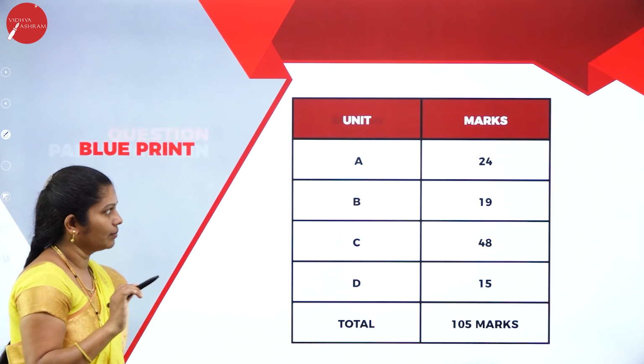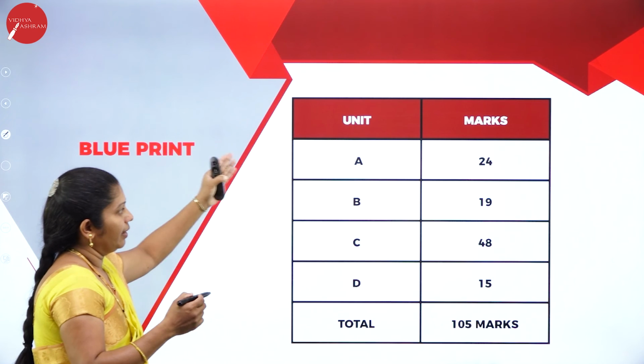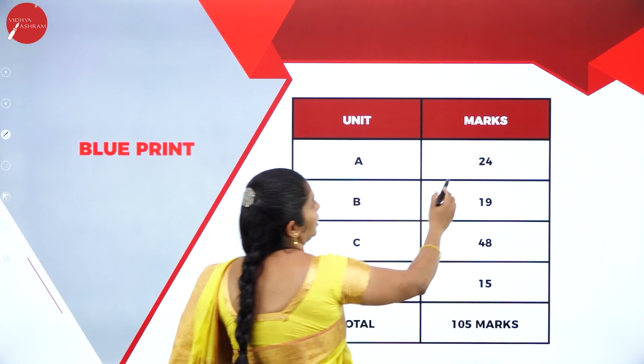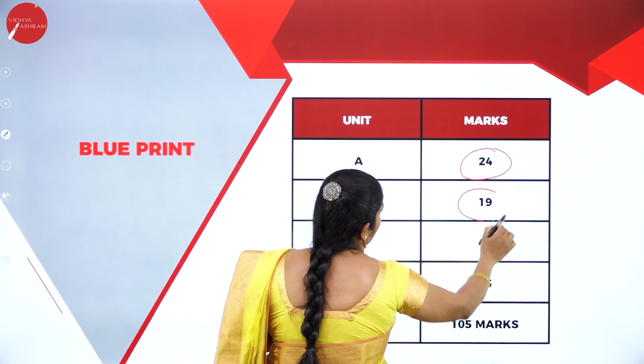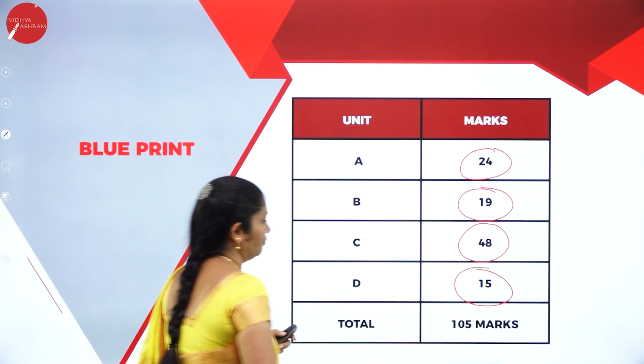For theory. Now, when we come to the blueprint, there we have 4 units: A, B, C, D. In the first part, unit A 24 marks, unit B 19 marks, unit C 49 marks, unit D 15 marks.